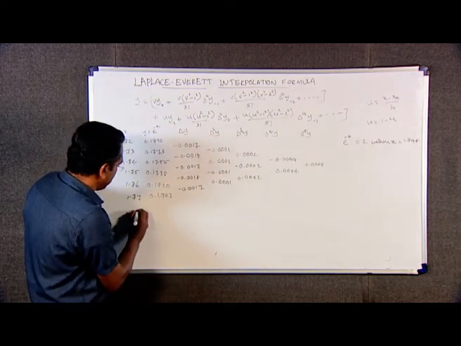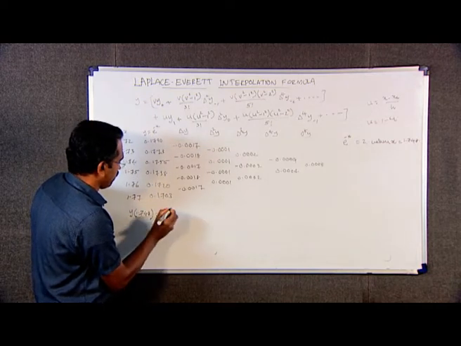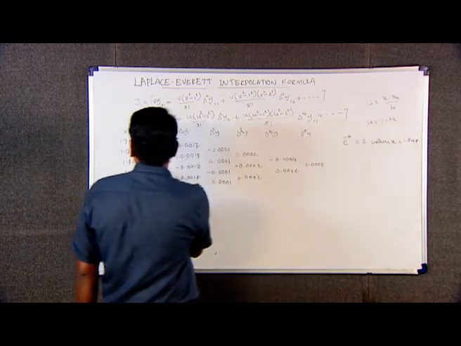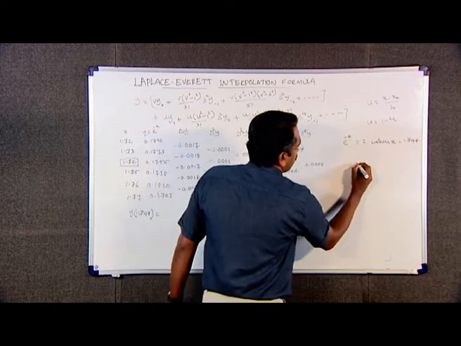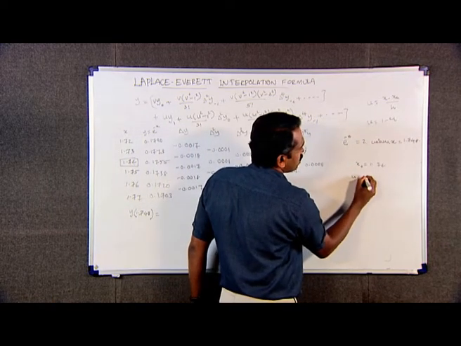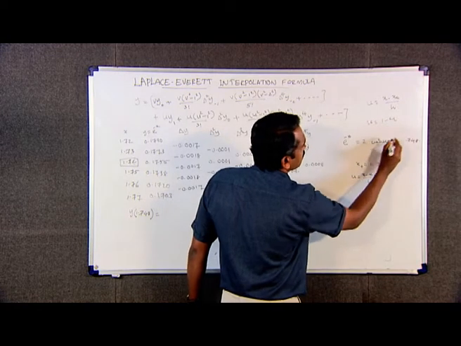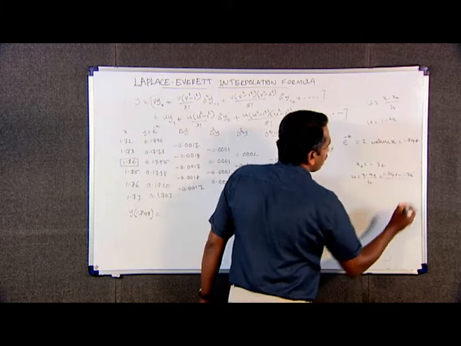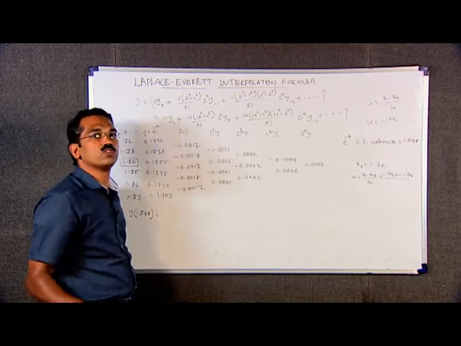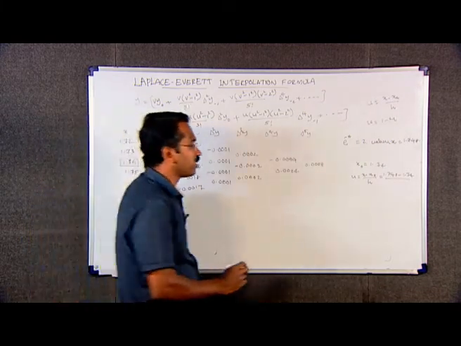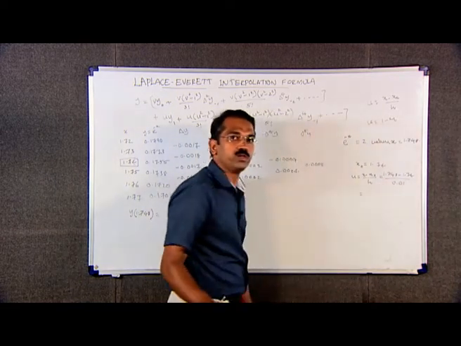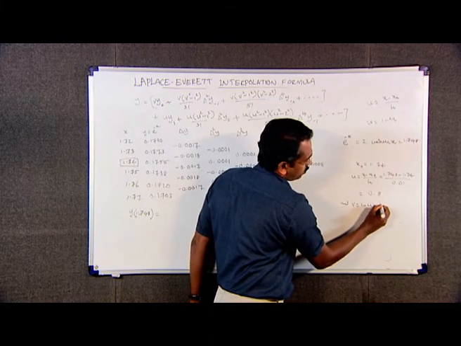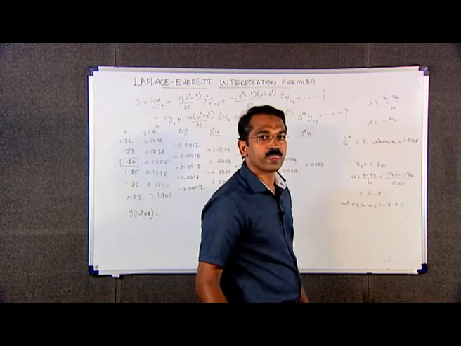y at x is equal to 1.748. Here we can choose x naught as 1.74. Then u is equal to x minus x naught divided by h, here x is 1.748 minus x naught, which is 1.74, divided by h, which is 0.01. Therefore, u is equal to 0.8 and v, which means 1 minus u, that is 1 minus 0.8, is equal to 0.2.